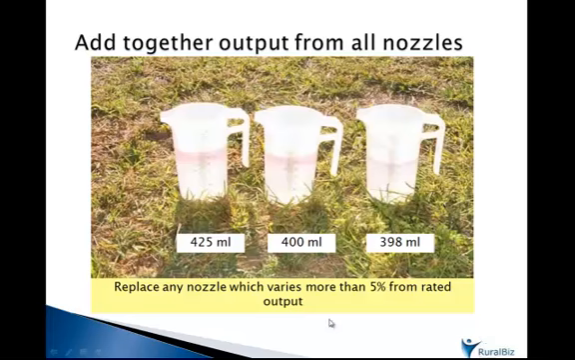You'll notice that there is a message here that says to replace any nozzle which varies more than 5% from the rated output. So at this stage in your calibration, you would be checking your nozzles and comparing them to the manufacturer's rated output. If there was more than 5% variance, that would indicate wear on the nozzle and the nozzle should be replaced.